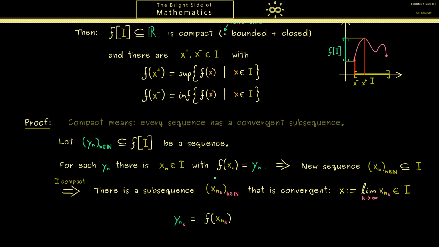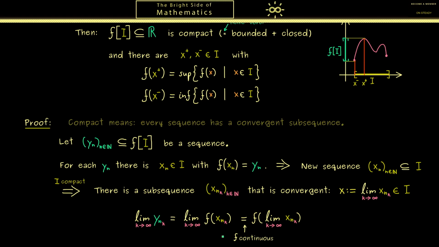Now, simply by definition, we have that y_{n_k} is equal to f of x_{n_k}. And here we can ask ourselves if this sequence is also convergent. So for this, let's put the limit in front of both sides. Please note here, we don't know yet if this makes sense. But of course, we will see it in a few seconds. Because in the next step, we can put in that f is continuous, which means we can pull in the limit. And here we already know this exists.